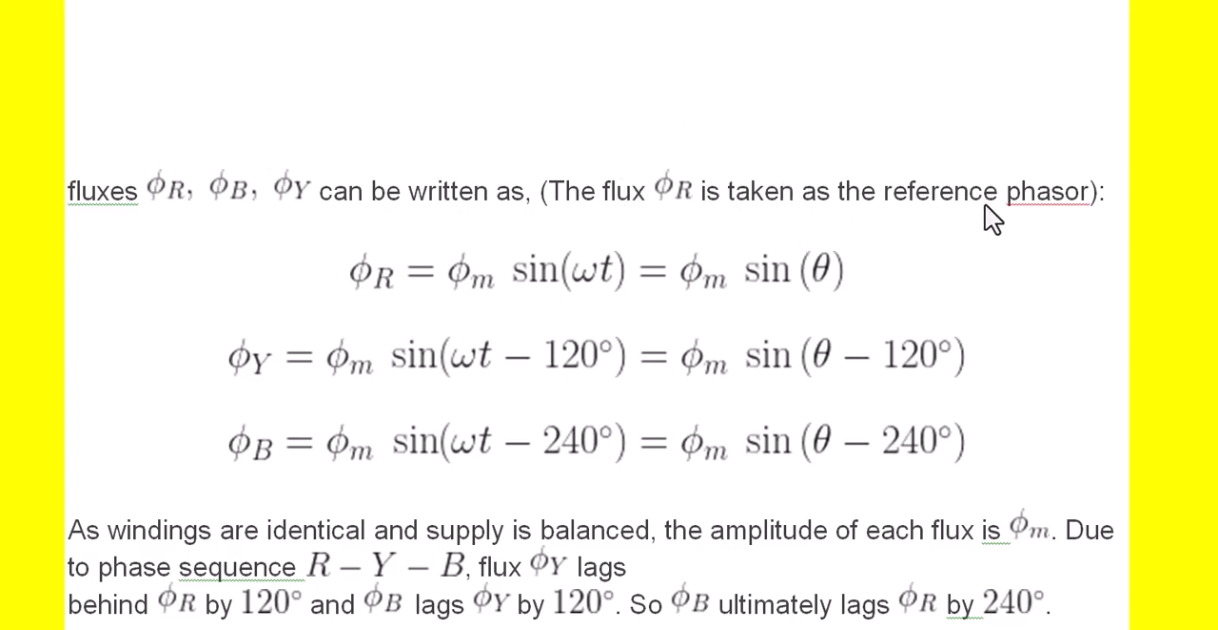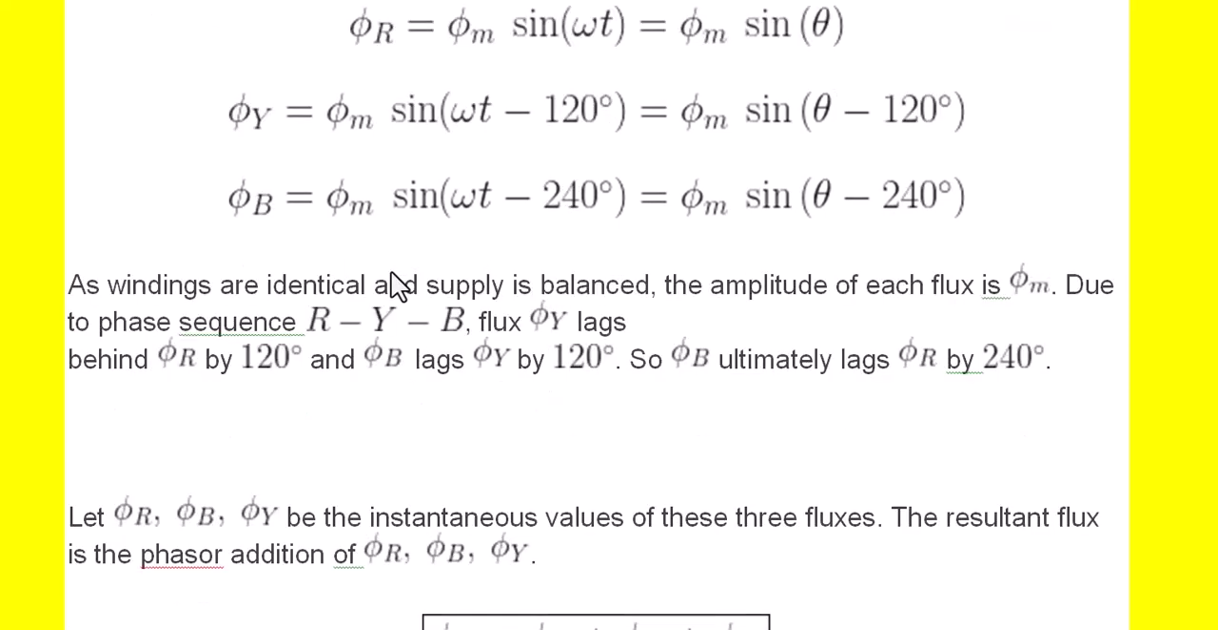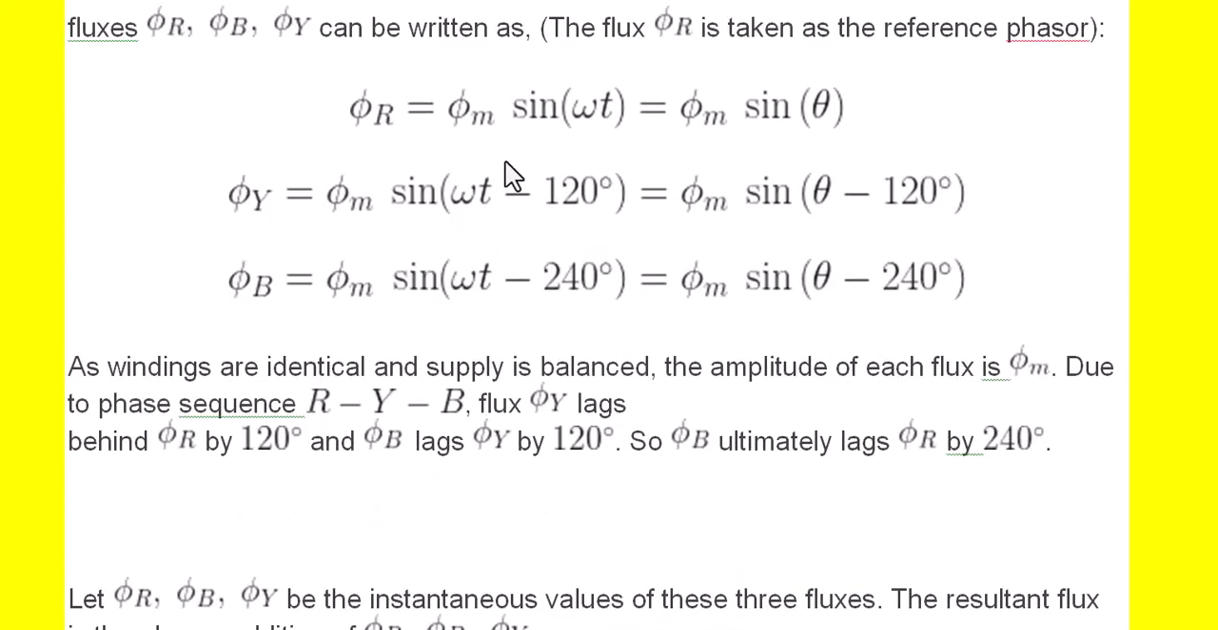So let us see the general equation for phi r. Phi r is nothing but phi m sin omega t. We replace omega t with theta. Similarly, phi y we write phi m sin omega t minus 120 degrees, that is phi m into sin theta minus 120. Similarly, phi b is phi m sin omega t minus 240 degrees, so we can write phi m sin theta minus 240 degrees. These are the general equations. At theta equal to 0, find out what is phi r, phi y, and phi b. Having known phi r, phi y, phi b, the total or resultant flux can be calculated by adding phi r, phi y, phi b vectorially.